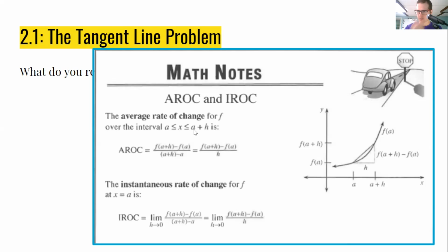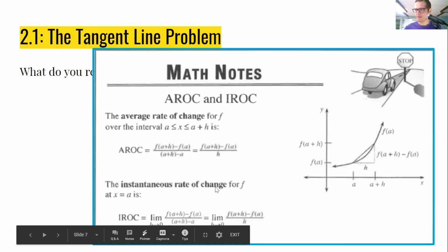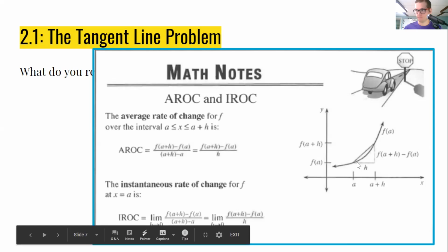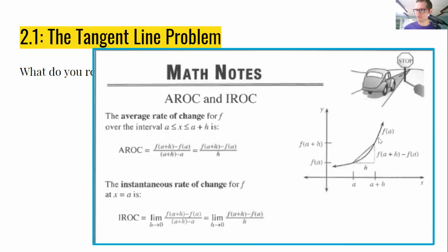But we have average rate of change and instantaneous rate of change. Note the calculation for them is exactly the same. The difference, pun intended, is that for average rate of change, it's a slope between two points. For instantaneous rate of change, it's a slope between two points, but the horizontal distance between those two points is approaching 0. So we're basically just doing the slope at a single point.